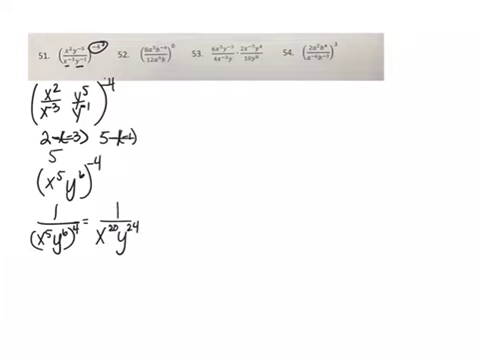Number 52 is a trick problem. You could do whatever you want to inside, but anything to the 0 power equals 1.